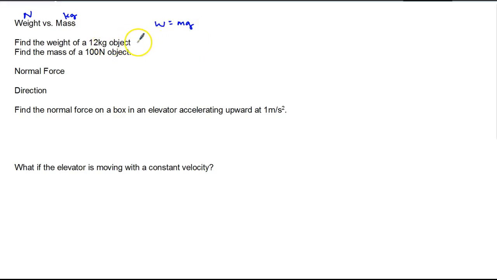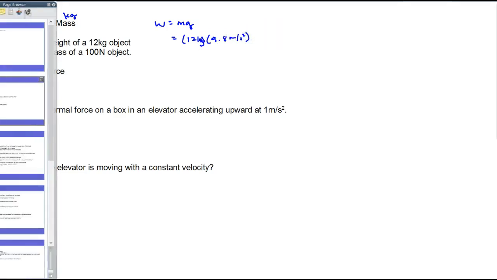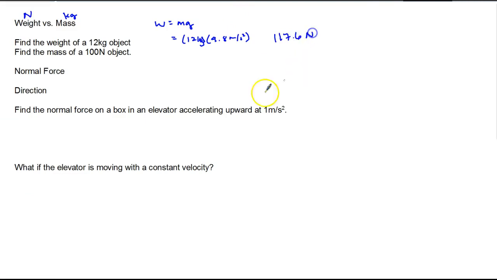So if I want to find the weight of a 12 kilogram object, then that would equal 12 kilograms times g, 9.8 meters per second squared, and 12 times 9.8 equals 117.6 newtons. Okay, 117.6 newtons. Find the mass of a 100 Newton object.